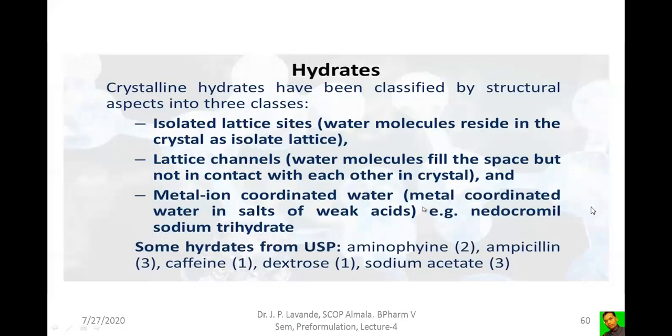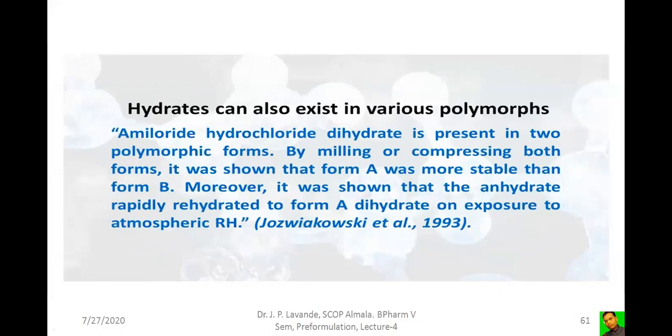And here are some examples of the hydrates that are official in the United States Pharmacopoeia. The very first is aminophylline, which exists in the two hydrate form. Ampicillin has three different hydrate forms, caffeine has one form, dextrose has one form, and sodium acetate exists in three different hydrate forms. Hydrates can also exist in polymorphs.